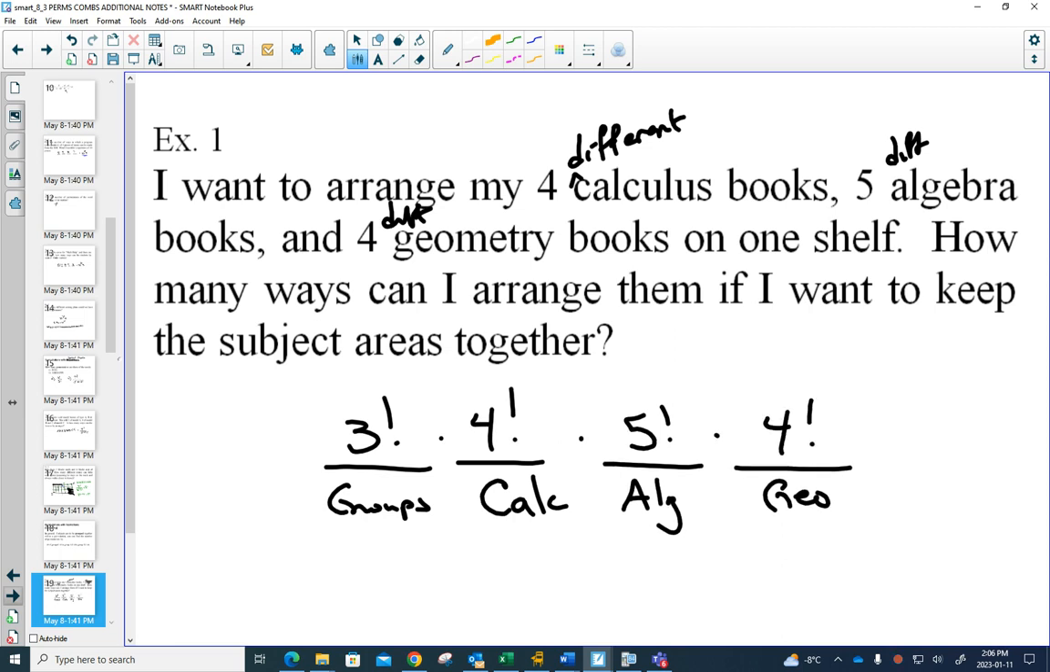4 factorial. And because these are spaces, you would take the 3 factorial, multiply by the 4 factorial, multiply by the 5 factorial, multiply by the 4 factorial. Get a very big number in the end.